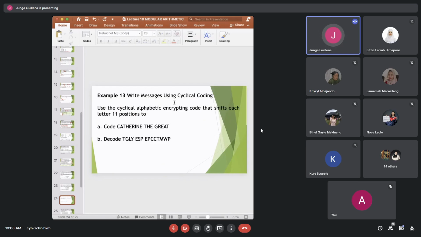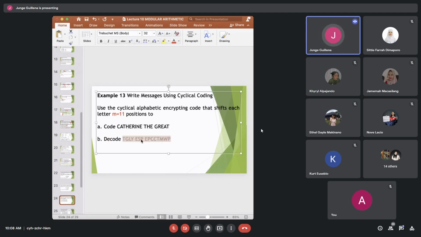Write messages using cyclical coding. Use the cyclical alphabetic encrypting code that shifts each letter 11 positions, so this 11 would be your M. Okay? So M is equal to 11 in that problem. So given M, you code this one, Catherine the Great. When you code something into ciphertext form, it cannot be read. When you decode, it means it cannot be read, no?